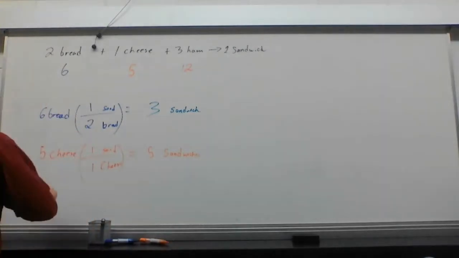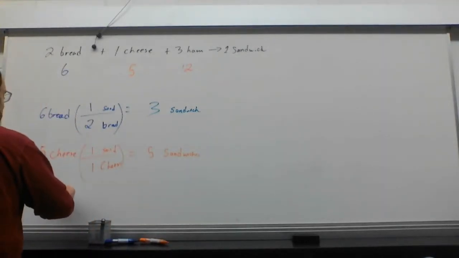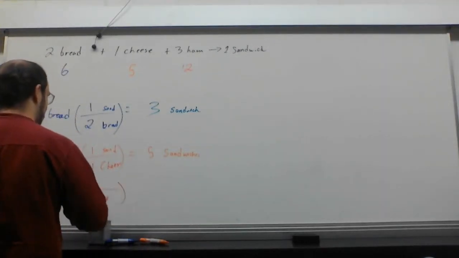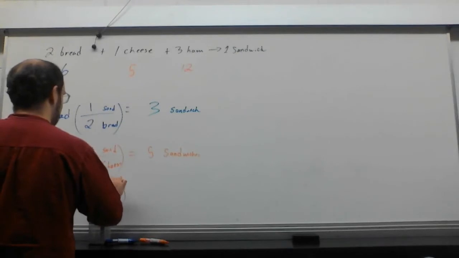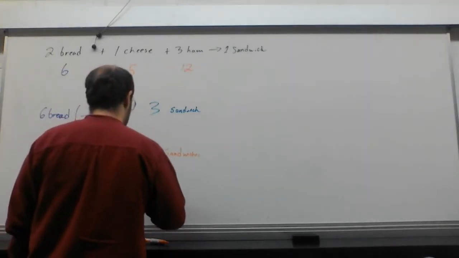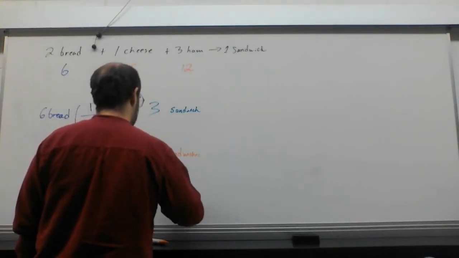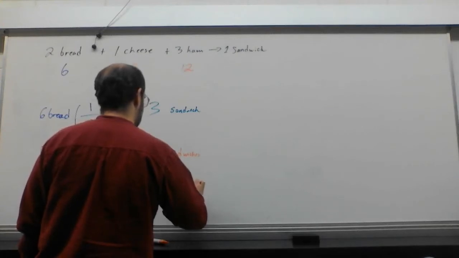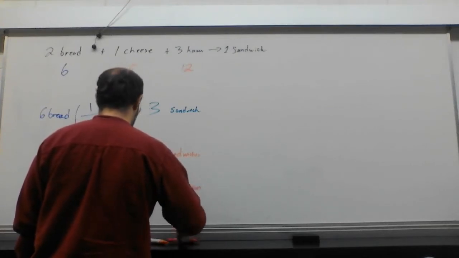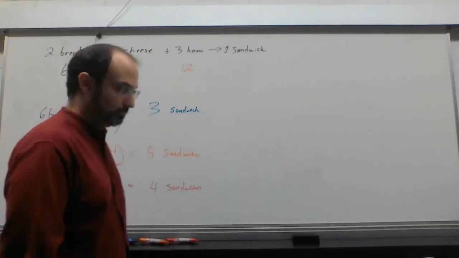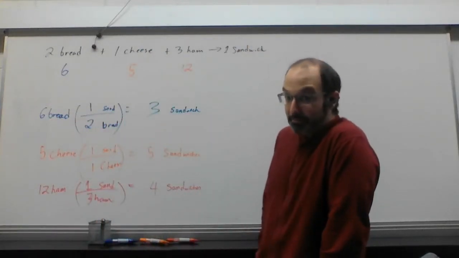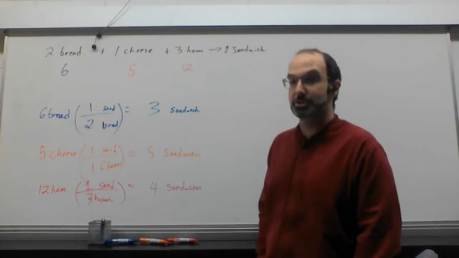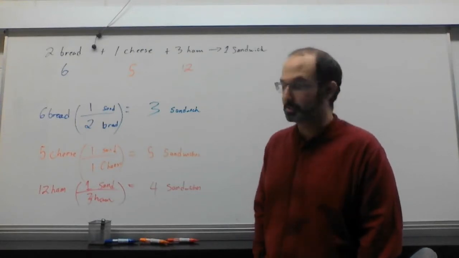Finally, the ham. We've got 12 ham. We're going to do 3 ham for every 1 sandwich, and that's going to give us a good old 4 sandwiches. Okay, so we figured out how many sandwiches we can make given each of these different reagents or starting reactants.